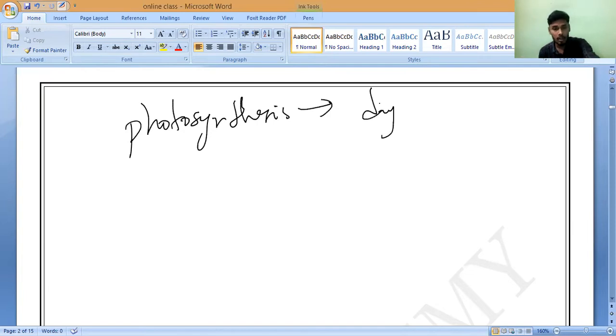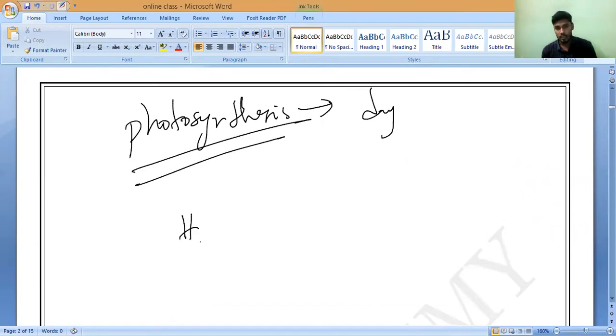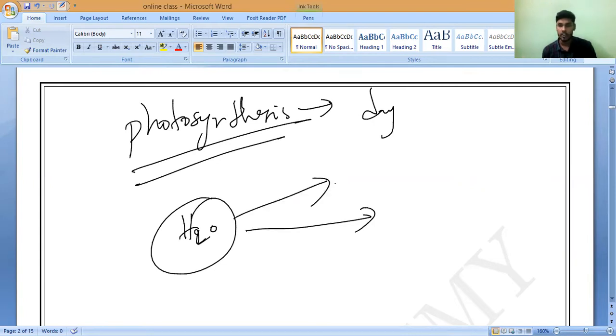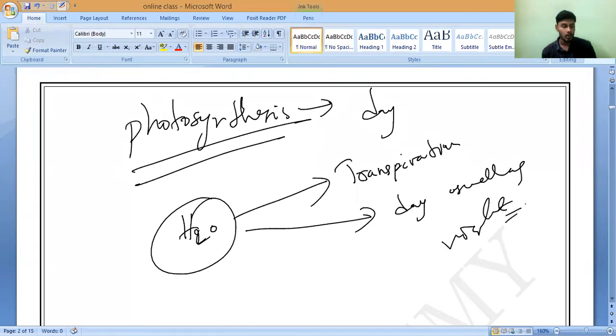Do you understand, all of you? That is what you have to remember. Whatever water vapor is produced in the respiration reaction is immediately sent out to the atmosphere by the process of transpiration, during daytime as well as nighttime. So this is all about it.